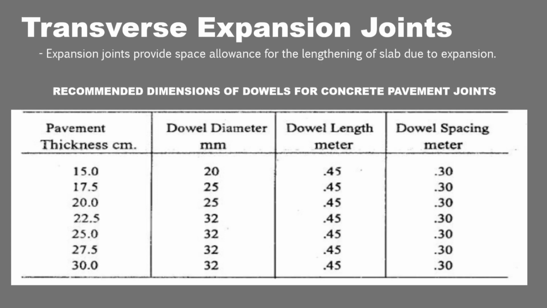The table shows the different thicknesses of pavements and their recommended dimensions. For the pavement with 15 cm thickness, the recommended dowel diameter is 20 mm and the length is 0.45 meter, and the spacing is 0.30 meter, and so on.